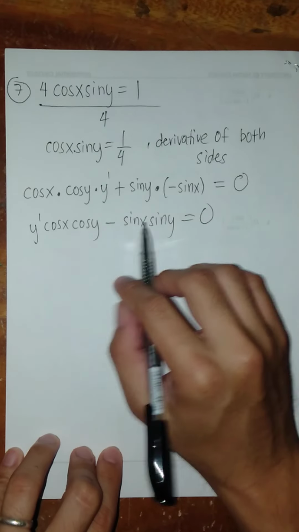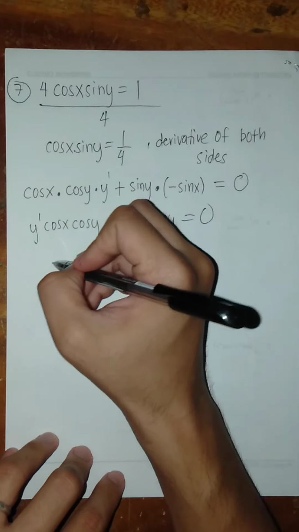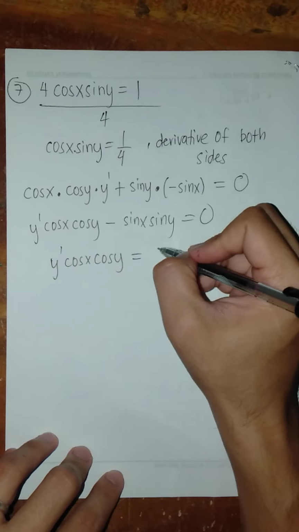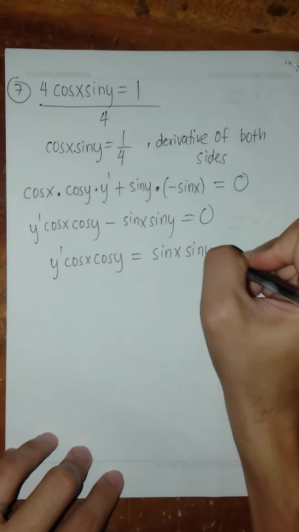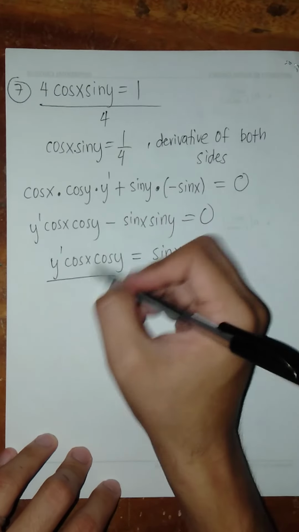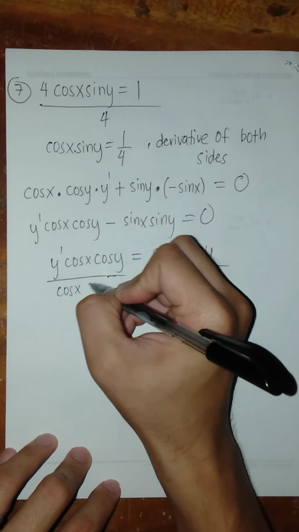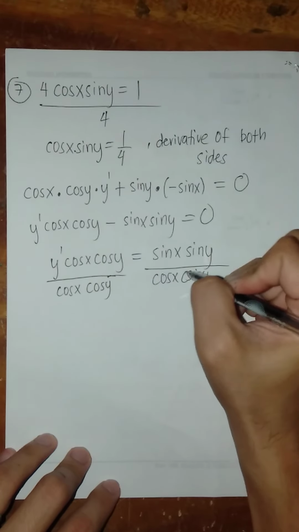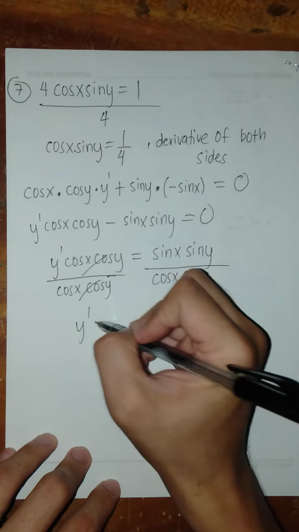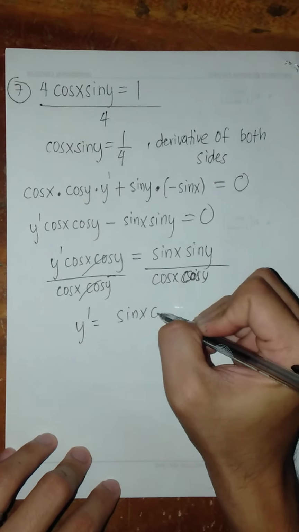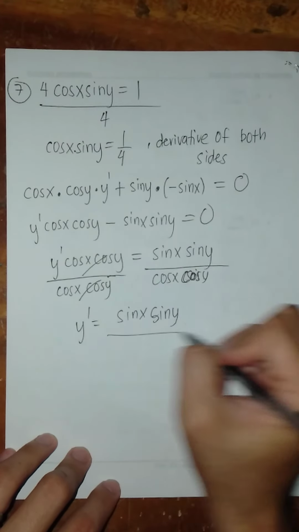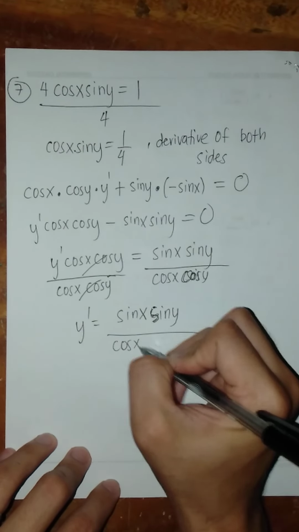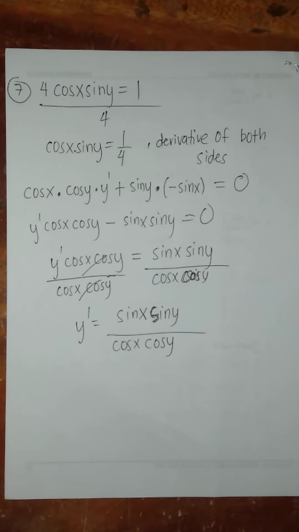Then, isolate nyo yung y prime. So, itong expression na to, you can transpose to the right. So, magiging y prime cosine x, cosine y is equals to, negative, magiging positive na, sin x, sin y. Then, para ma-isolate yung y prime, divide both sides by cosine x, cosine y. So, cancel. So, y prime is equals to sin x, sin y over cosine x, cosine y. Tama ba? Okay na ba yan? Pwede na yan.